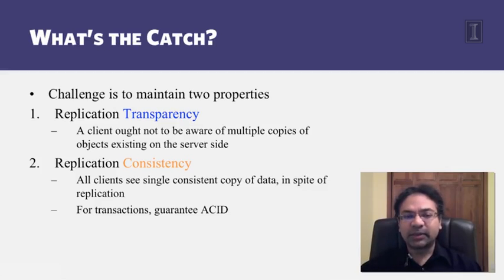Replication consistency means something stronger when you have transactions. Essentially, it means that you guarantee the ACID properties, which is atomicity, consistency, isolation, and durability, that you have seen earlier in our discussion on concurrency control.